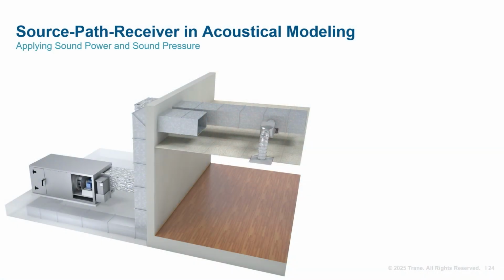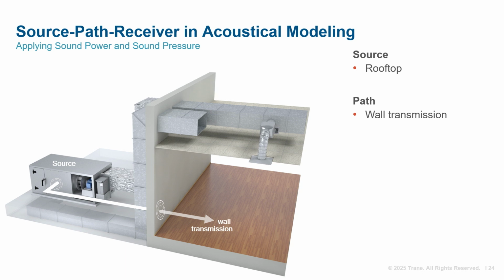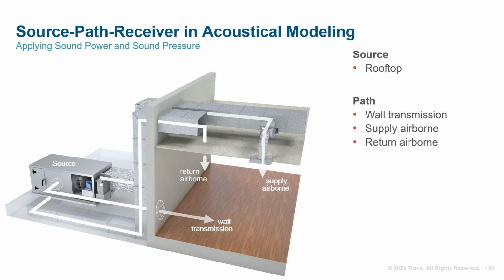Here's a package DX unit installed just outside of the occupied space. This is our source. Sound travels from the unit through the wall into the space. Additionally, sound travels through the supply duct system and return air system to the space. Sound inside of the duct system can break out from the sheet metal into the plenum, then into the space. There are 5 potential sound paths from the source to the receiver.